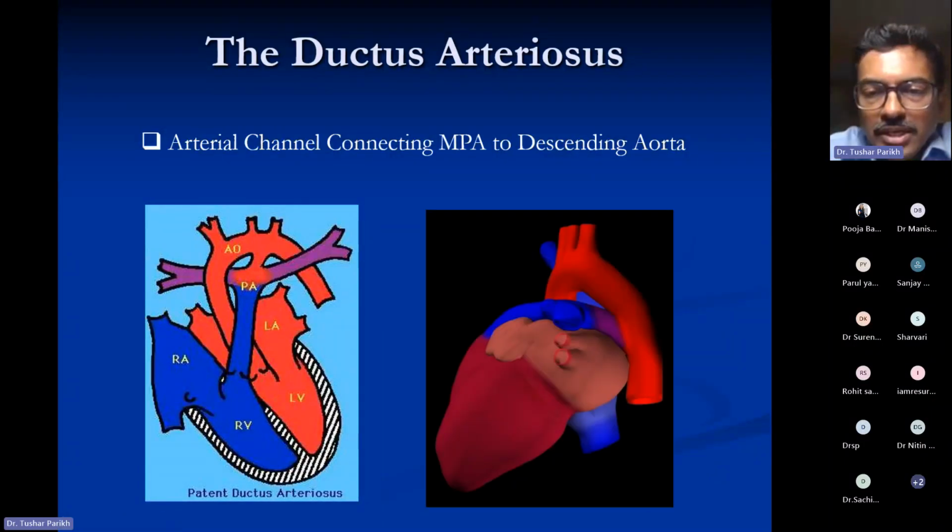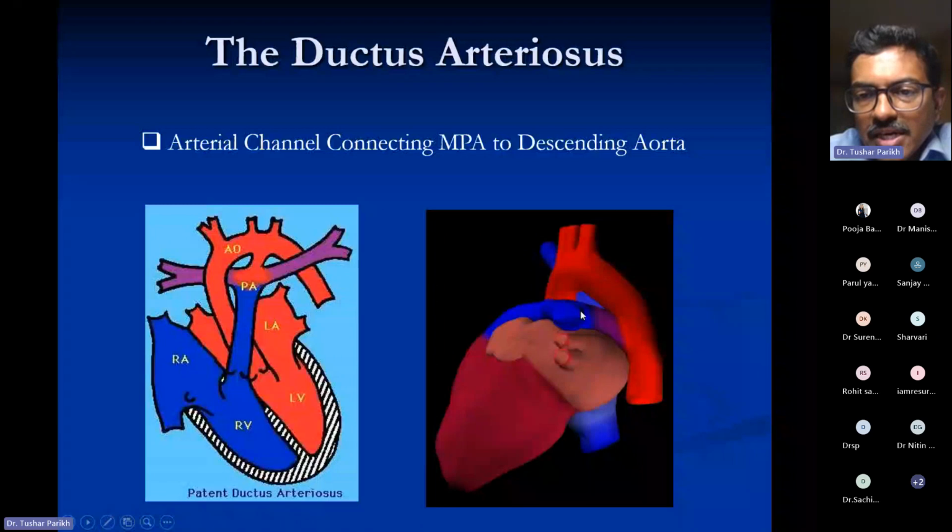But if you see the three-dimensional orientation and lateral view, this blue structure is basically the main pulmonary artery which divides into the right and the left. So this one is the left pulmonary artery and the right is on the other side, which we are not able to see. This red structure is the arch of aorta and this becomes the descending aorta. And the purple structure over here is the ductus arteriosus.